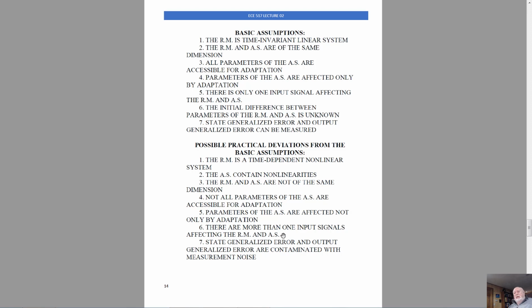But you will see all these possible practical deviations, they flag particular conditions when you build a model reference system and it does not work properly. So I guess the intuition and experience of the system designer is very important. State generalized error and output generalized error are contaminated with measurement noise. This could happen. Well, I guess like any realistic signal that we monitor, errors could be affected by noise.